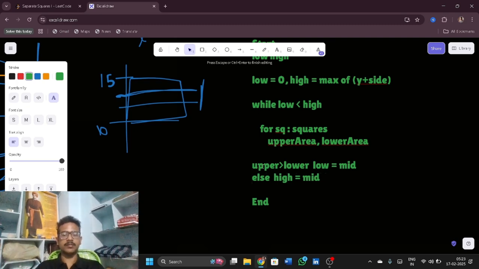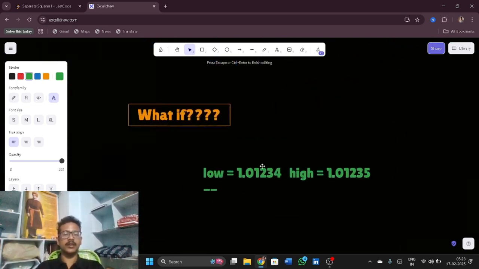But imagine something like low is 1.01234, high is something like 1.01235, and at this point there will be no equality. There will be no equality of low and high, because even though these two are quite near, they won't be equal if I don't do any operation on them. So low and high will never be equal under some conditions.